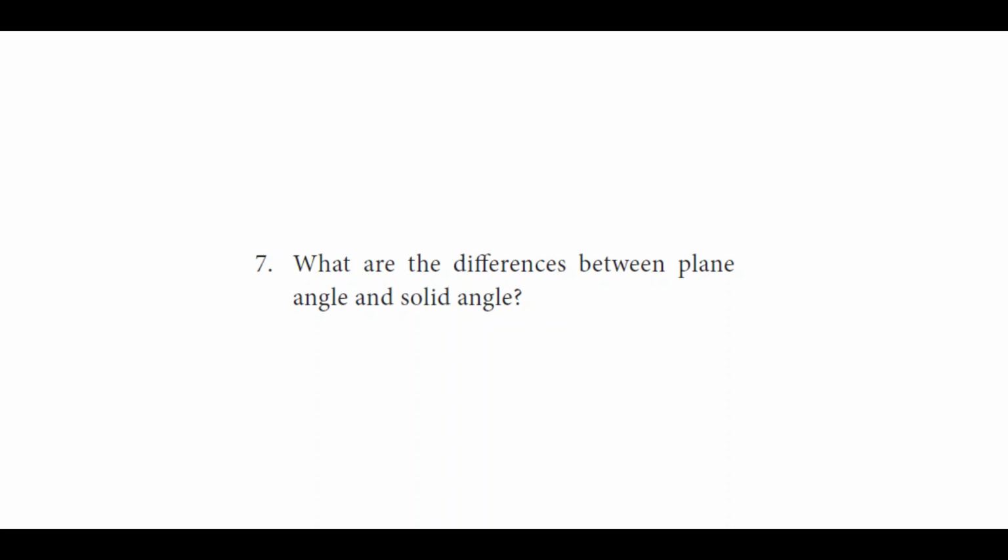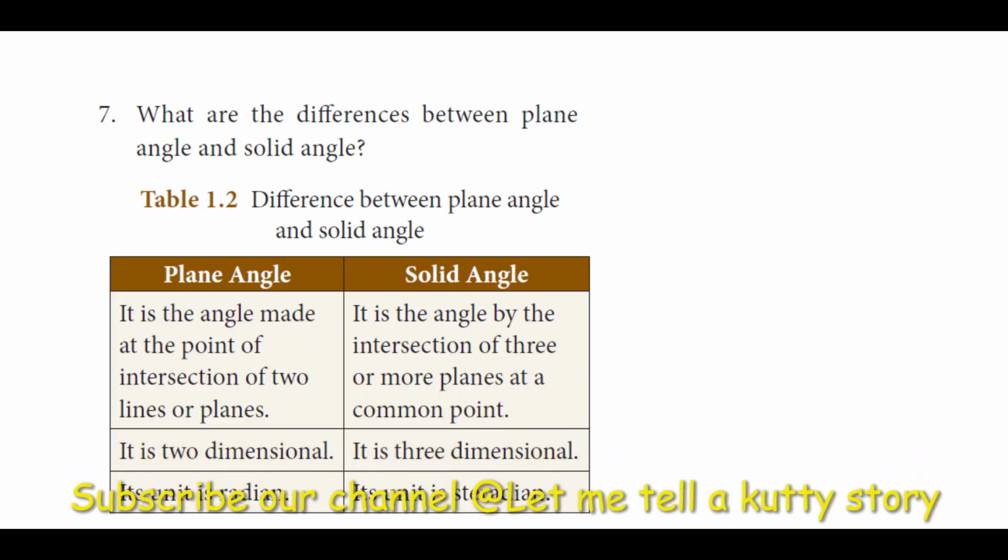Then 7th one, what are the differences between plane angle and solid angle? Here is the table. Left side plane angle and the right side solid angle. I will read this. It is the angle made at the point of intersection of two lines or planes. That is plane angle, and the solid angle is on the right side.